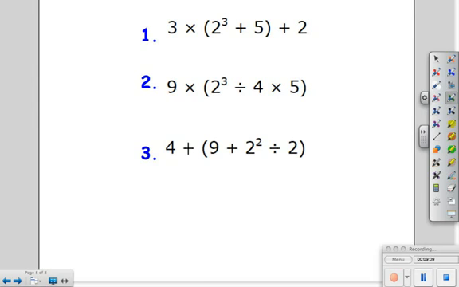Here are your 3 homework problems. Make sure you show all of your work. For these problems, the X's will represent multiplication, not a variable.